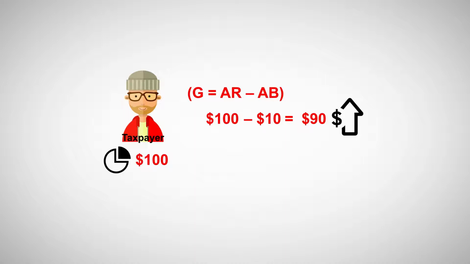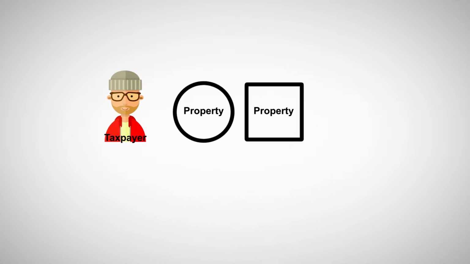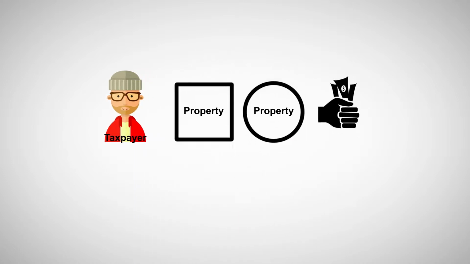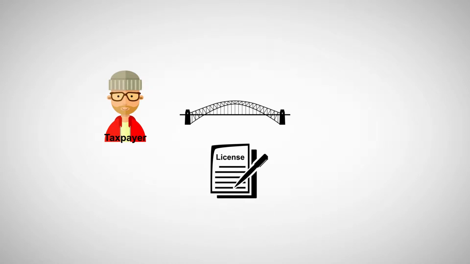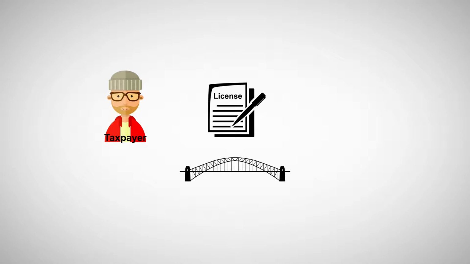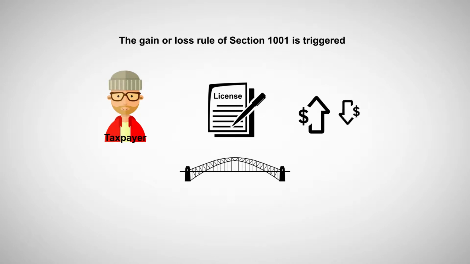A taxpayer could, however, dispose of property for considerations other than cash. A taxpayer might exchange one property for a very different property without any cash changing hands at all. Say a taxpayer owns a bridge that he's willing to trade for a license the taxpayer needs to operate a railway. If he can manage this, the taxpayer will have disposed of his property since he won't own the bridge anymore, and thus the gain or loss rule of Section 1001 is triggered by this disposition of property.